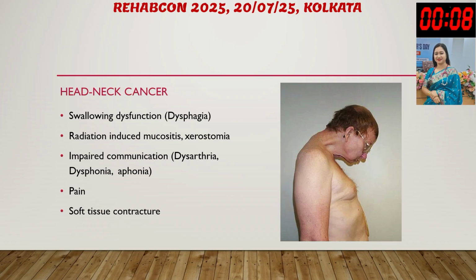Head and neck cancer, swallowing dysfunction can be taken care of with swallow therapy. Radiation-induced mucositis and xerostomia can be helped with local agents. Impaired communication, dysarthria, dysphonia, aphonia may be there. So speech and language therapy can help the patient to a great extent. Sometimes when surgical resection is there, electrolarynx may be used, or some augmentative communication devices can be used. Pain control is a must. Soft tissue contracture can be helped by stretching exercises.